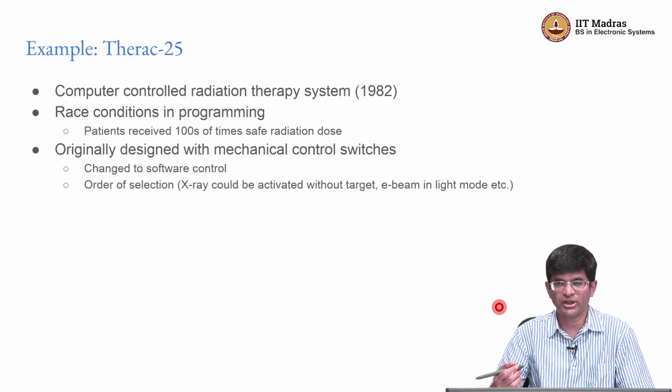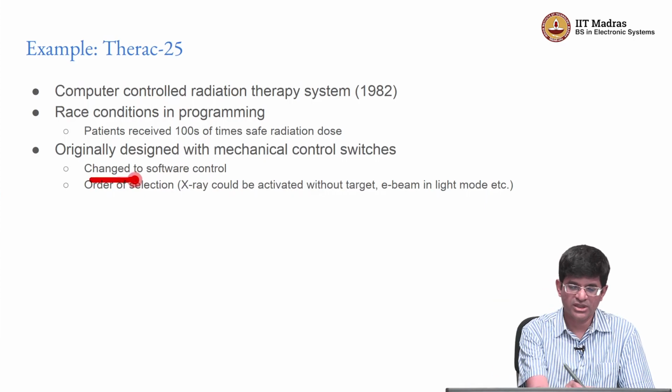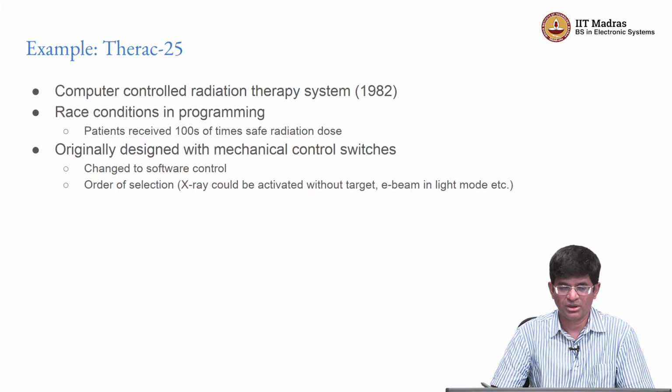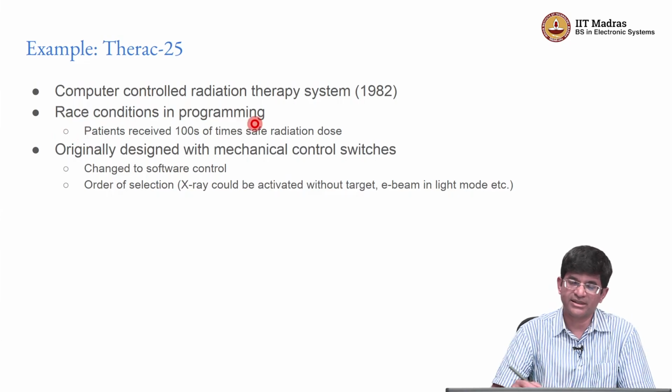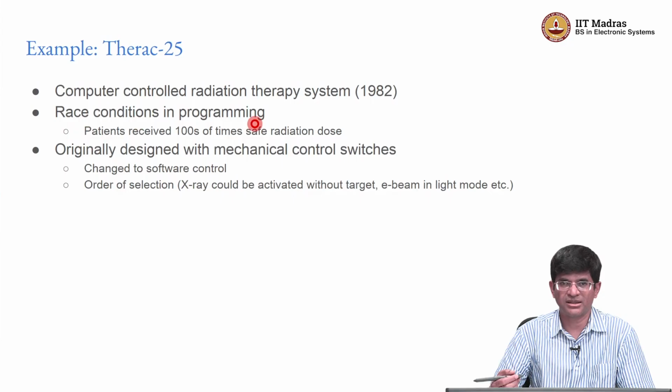So, the design at that point was necessarily limited in its scope, but that also meant that people took a lot of care in terms of how it was implemented. What ended up happening, unfortunately, was that the original design had mechanical control switches. At some point, this was changed over to software based control, but there were some race conditions that got activated as a result, right. Now, what exactly these are, it's probably worth reading a little bit more about the history of these articles. It's not something that I'm getting into detail over here.